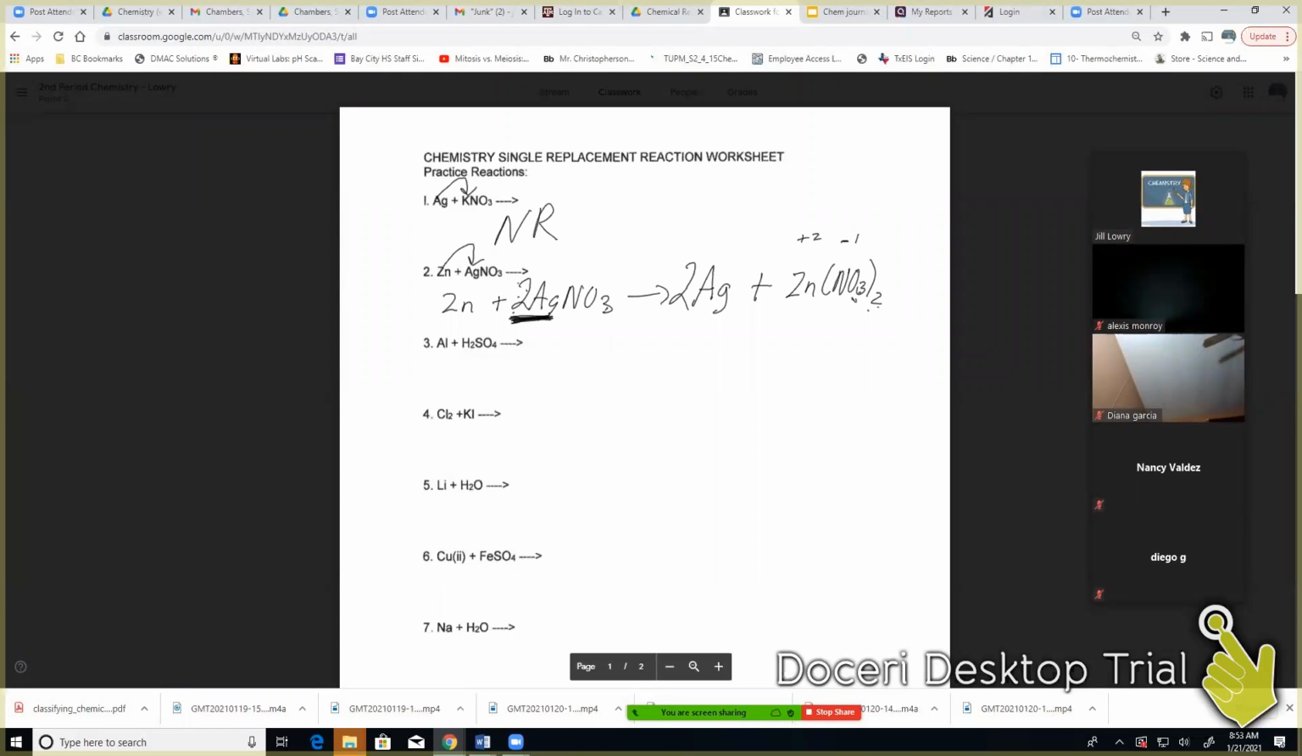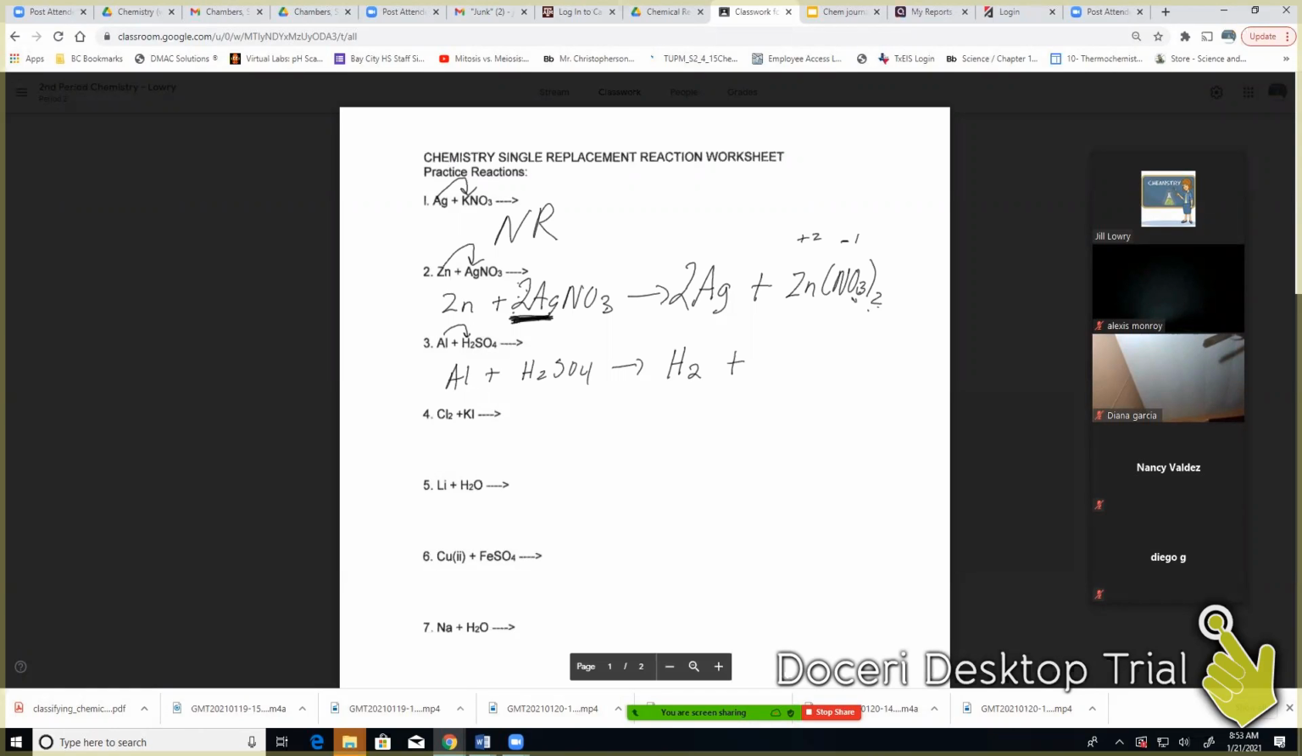All right, look at number 3. Aluminum is trying to replace the hydrogen. Remember, that was that one exception. So all of that should be on your metal side. Is aluminum higher than hydrogen? Yes, it is. So I'm just going to rewrite it. And now hydrogen's going to be all by itself because it's diatomic. That's why I put that 2 there.